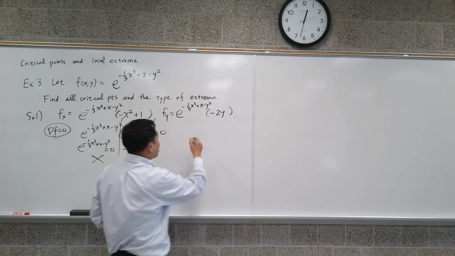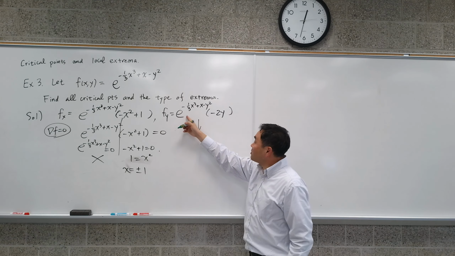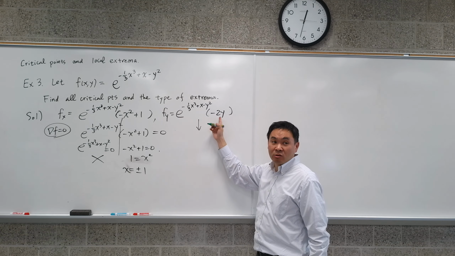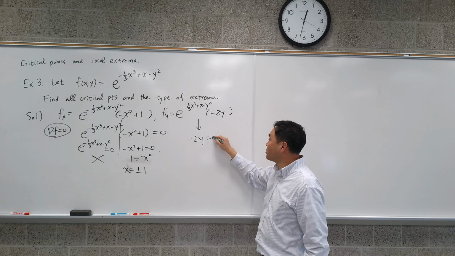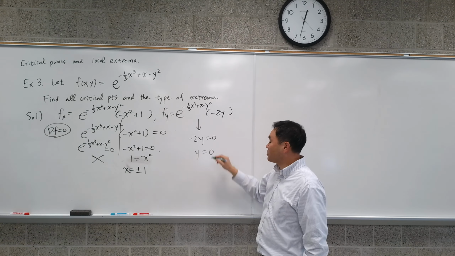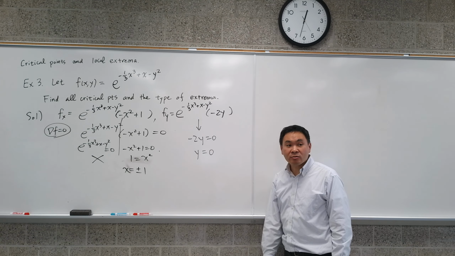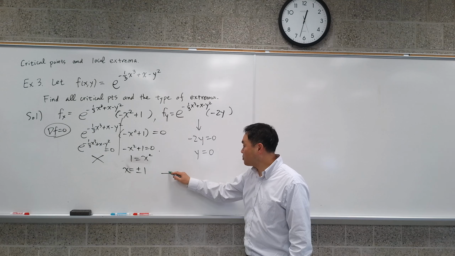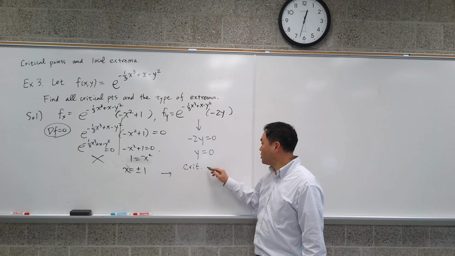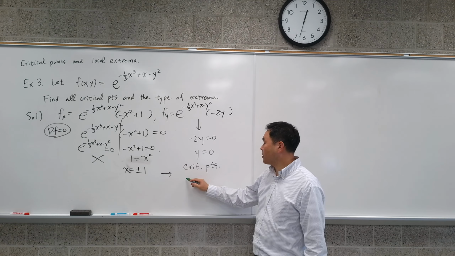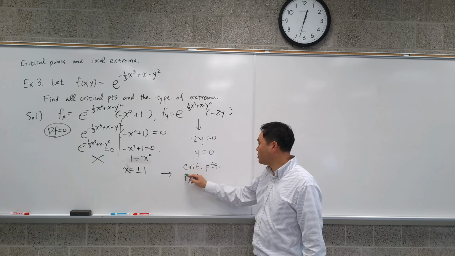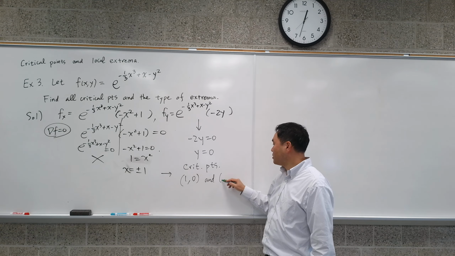Okay, what about this one? In the same manner, this can't be 0, so the only way that the partial with respect to y is 0 is when you have negative 2y equals to 0. So you get y equals to 0. That gives us two critical points. The critical points are 1 comma 0 and negative 1 comma 0.